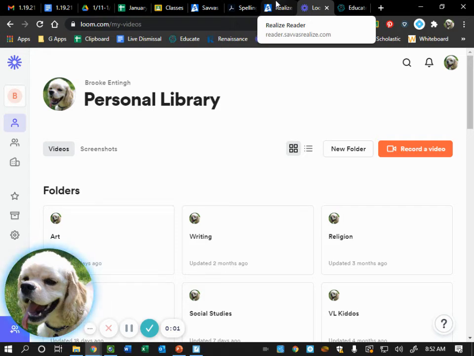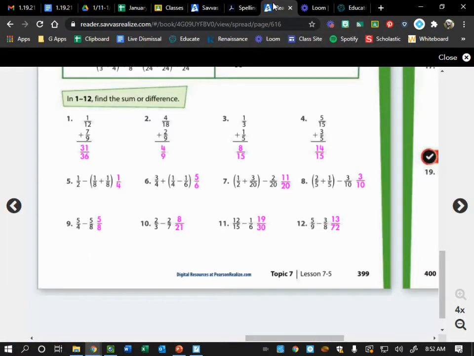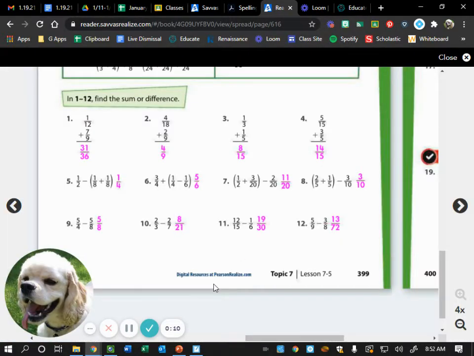All right, we are open up to page 399 in our workbooks to correct Friday's homework. Okay, so here is page 399. So we had numbers 4 through 6 and 9 on this page.